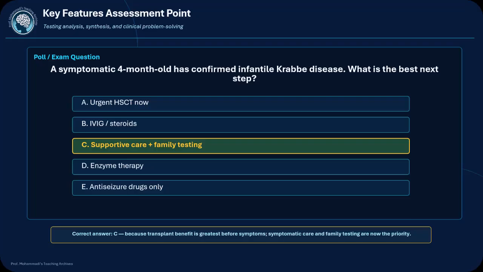Enzyme therapy is not established standard treatment in this situation. Anti-seizure medication alone would miss the underlying leukodystrophy and would not address the broader disease process. The best answer is supportive care plus family testing. This choice reflects the essential clinical synthesis. The diagnosis is confirmed, the infant is already symptomatic, and management must now prioritize comfort, feeding safety, neurologic symptom control, family counseling, and urgent testing of future or newborn siblings.